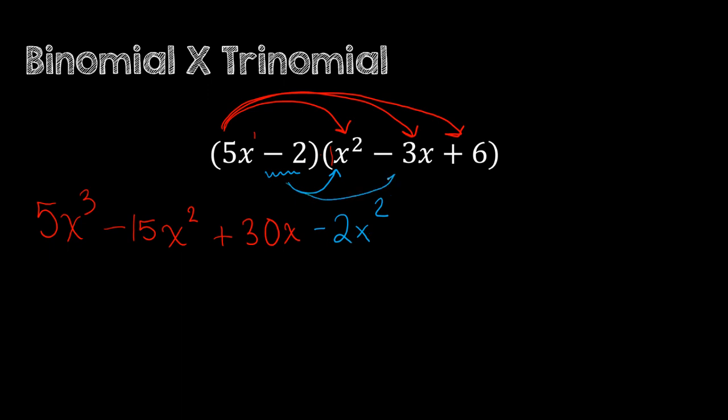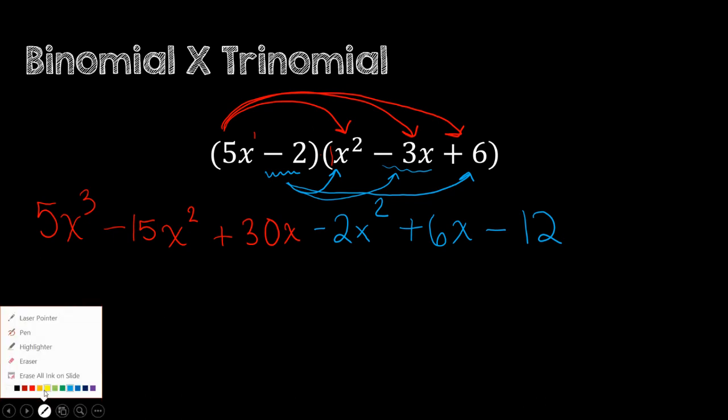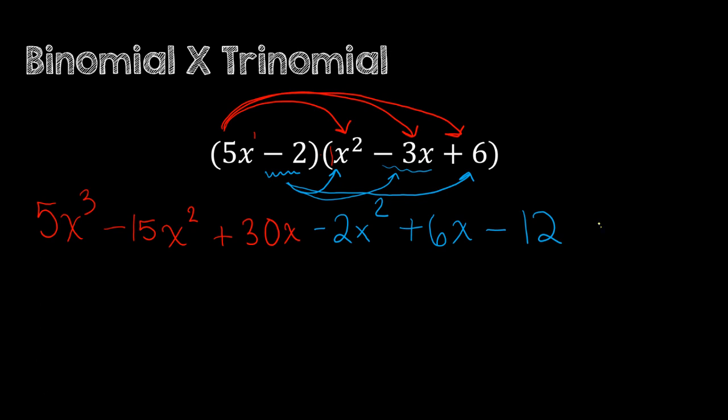Negative 2 times, again, negative 3x is a positive 6x. Negative 2 times a positive 6 gives us negative 12. It's really important to keep track of our signs. Now, when I look at this entire expression, I'm going to want to combine like terms.